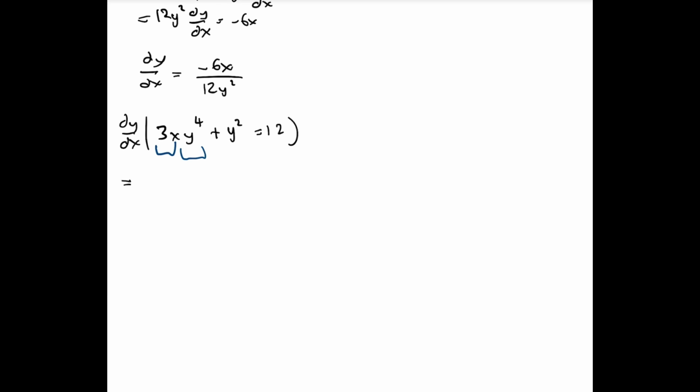We differentiate the first term, so 3, then we keep the second term the same, y to the power of 4, plus, now we keep the first term the same, 3x, times the derivative of the second term, 4y cubed, multiplied by dy/dx. And now we differentiate the second term, which will be 2y dy/dx, and 12 is a constant, so equals 0.